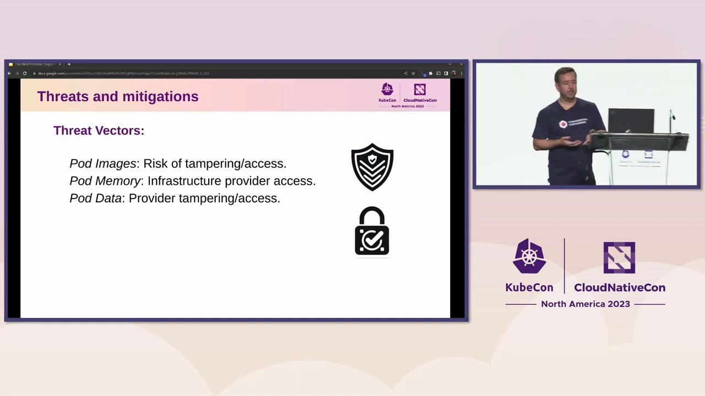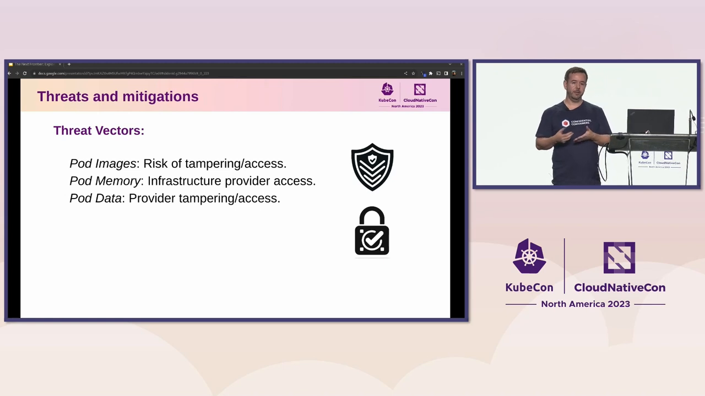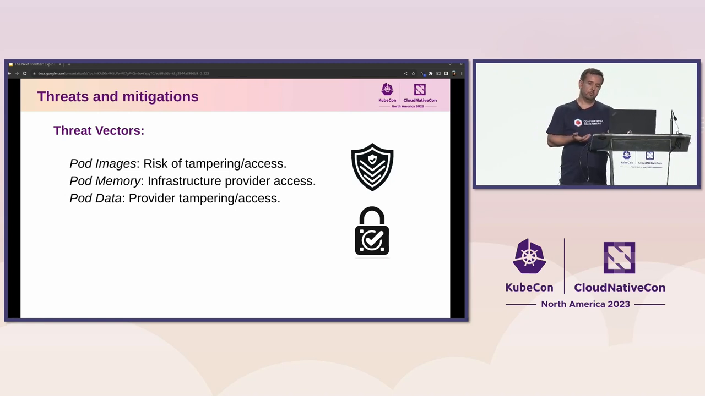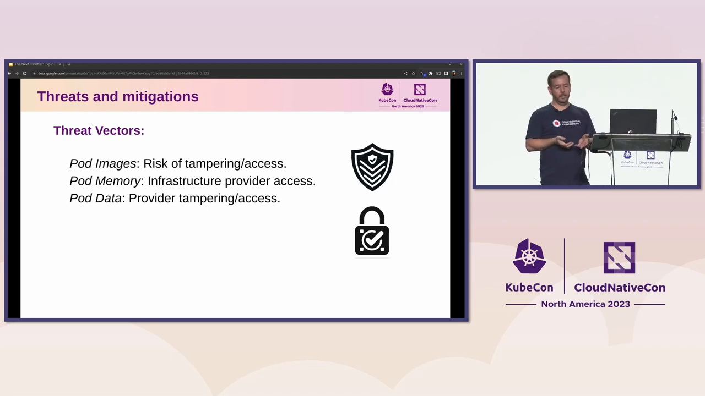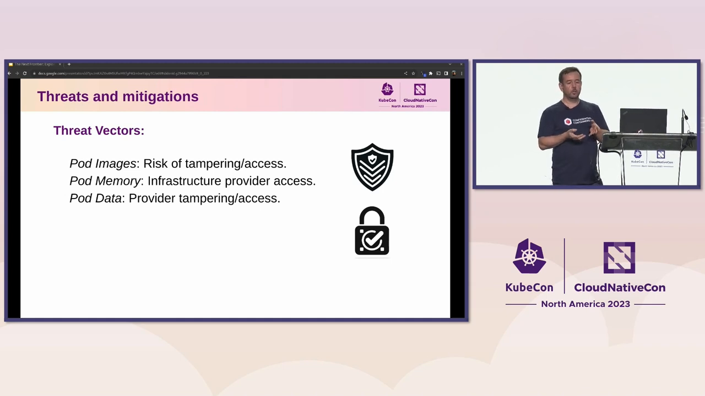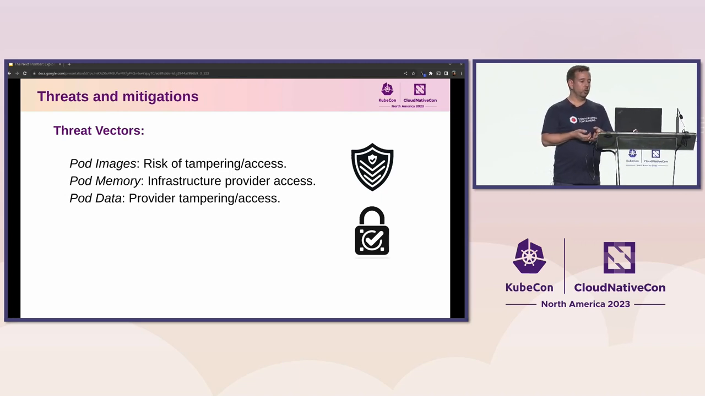So if we take the infrastructure provider as a threat agent, then what are the threat vectors? There are container images, and the infrastructure provider could potentially tamper with and access my pod container images during storage or pull operations. There's the memory. The infrastructure provider could manipulate, access, or just view the in-use memory of my applications while they're running. And then there's also the data that is stored. The infrastructure provider could also tamper with it, change it, view it.